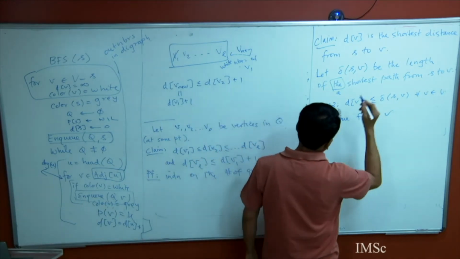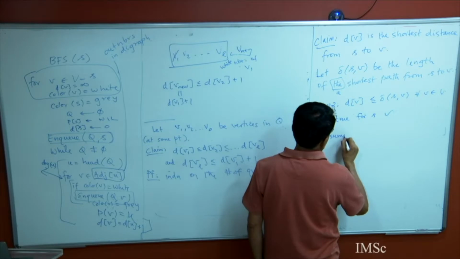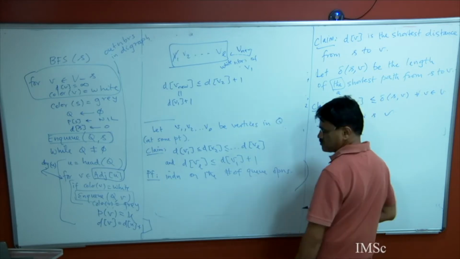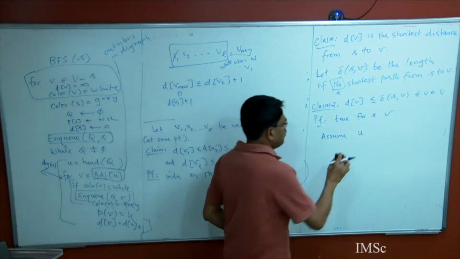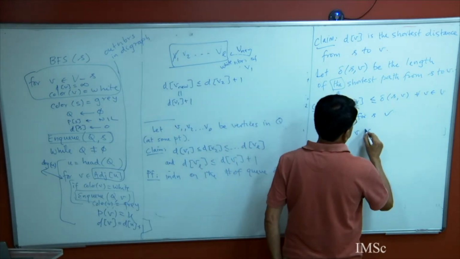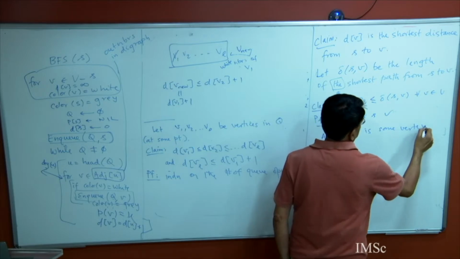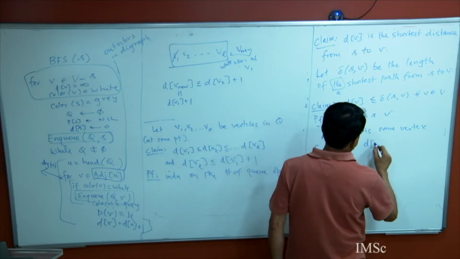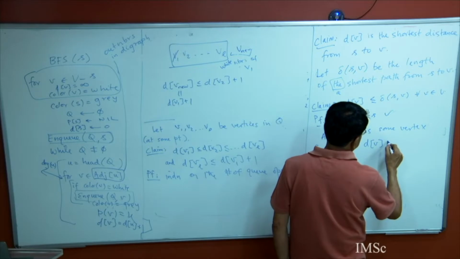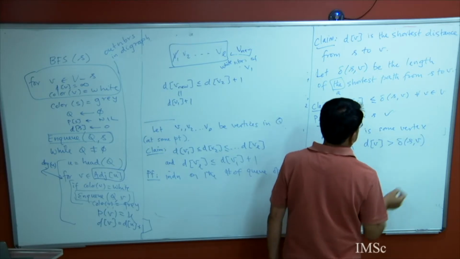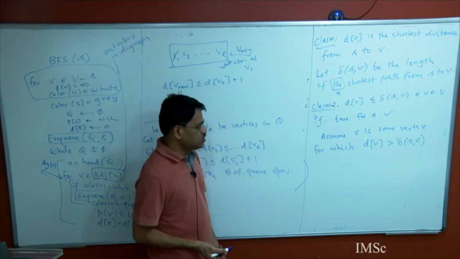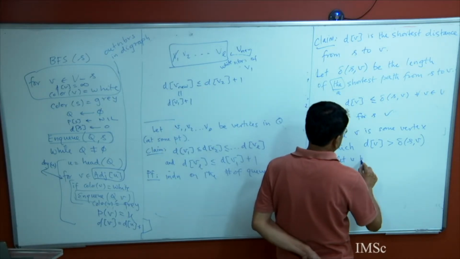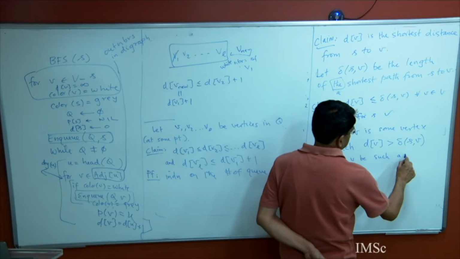So, assume some vertex V for which this is not true. What does that mean? That the D value is strictly greater than delta SV. Right? Because we know it's greater than or equal to; we have proved that. So suppose, and let V be such a vertex with the shortest distance from S.